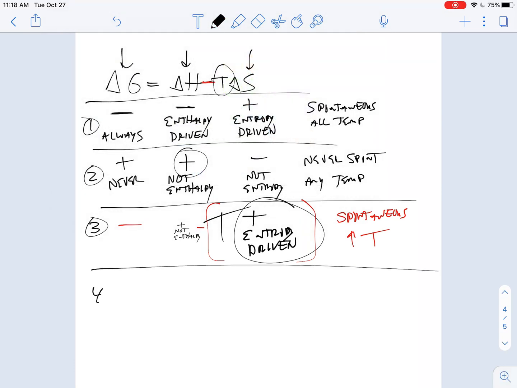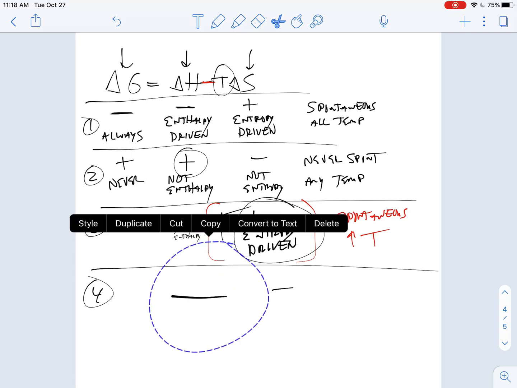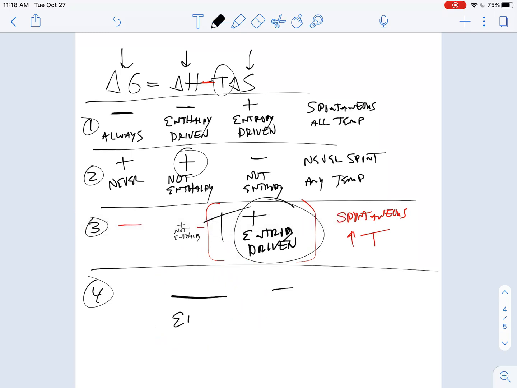And then our final one here, number 4, is going to be the opposite. If this is negative and negative, then what you want is you want this to be big because you want this to be the enthalpy driver. So this is enthalpy driven. And this is not entropy driven. So you want this to be small. How do you make that small? You make that small by making the temperature small.